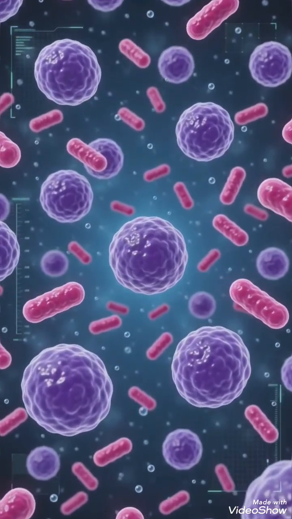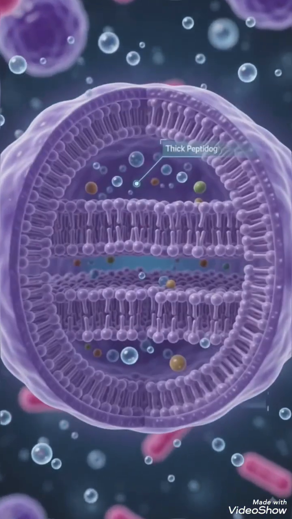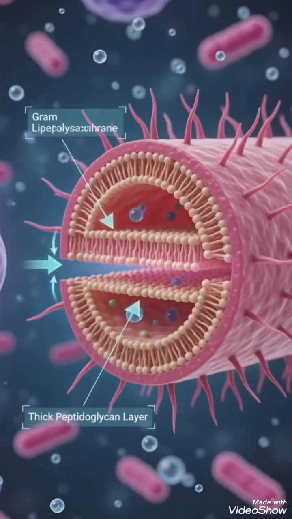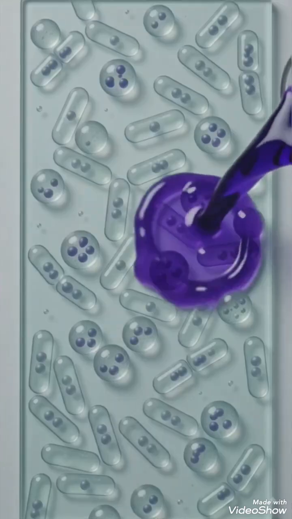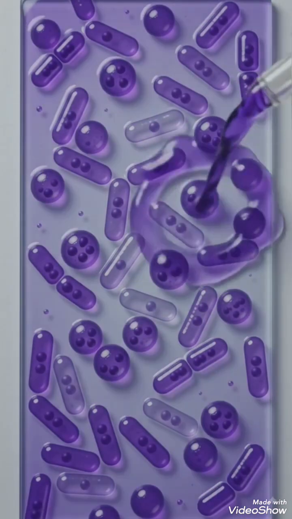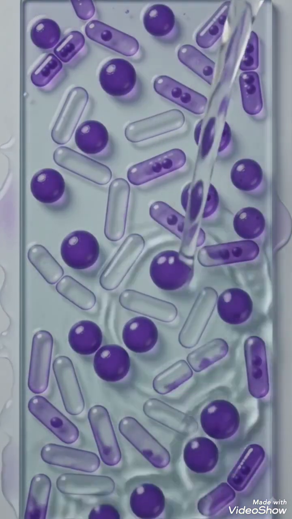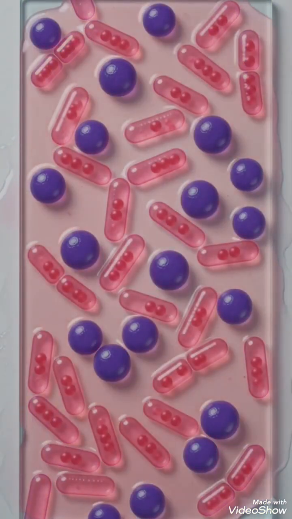Differential staining distinguishes bacteria into groups. This is based on differences in cell wall composition. Major types include gram staining and acid-fast staining. Gram staining divides bacteria into gram-positive and gram-negative organisms. Gram's iodine, alcohol or acetone are required for gram staining.